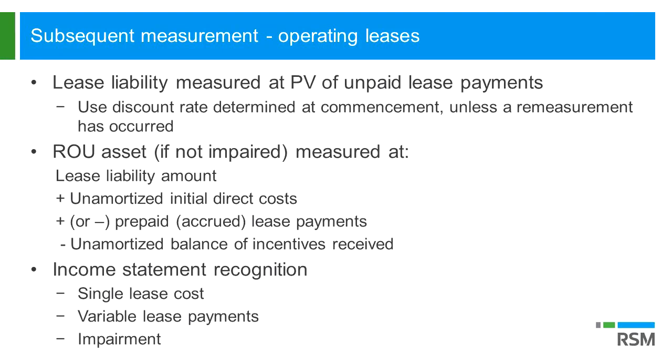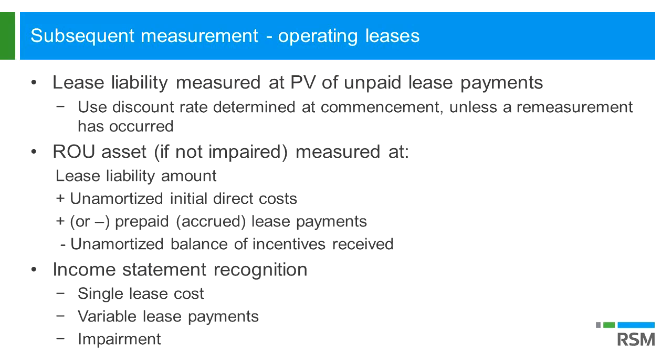For right-of-use assets that have not been impaired, the asset is measured at the carrying amount of the lease liability and adjusted by any unamortized initial direct costs, as well as prepaid or accrued lease payments. The last adjustment is a reduction of the unamortized balance of lease incentives received.